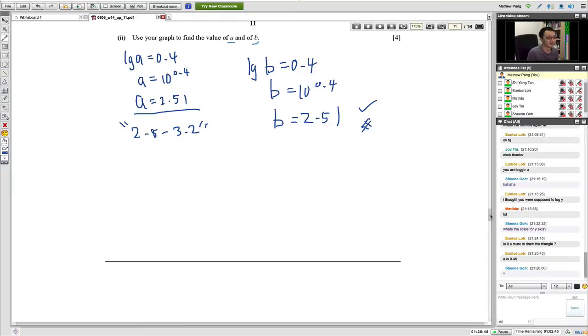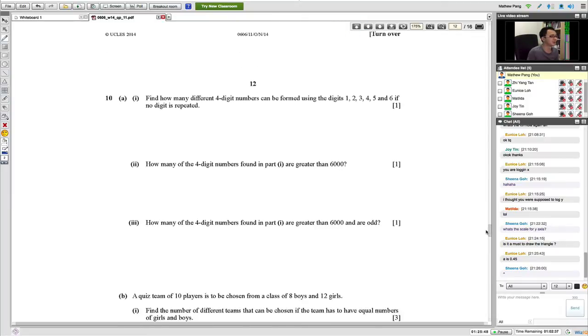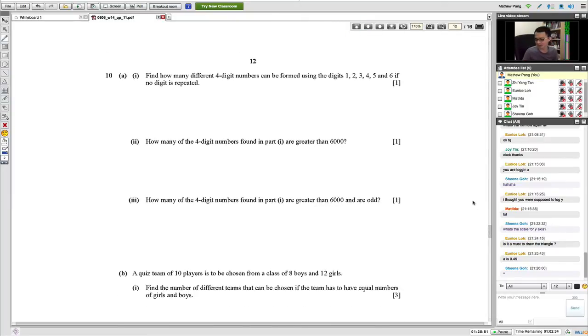Alright, so I'm going to move on to question 10. What is the time now? Okay, 9:30 already. Find how many different 4-digit numbers can be formed from 1, 2, 3, 4, 5, 6. Whenever you have numbers and letters, use permutations. No digit is repeated. You have 6 digits and want to choose 4, so it'll be 6P4. Use the calculator: 360.